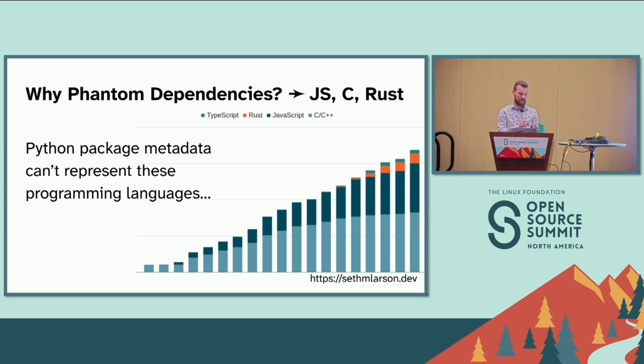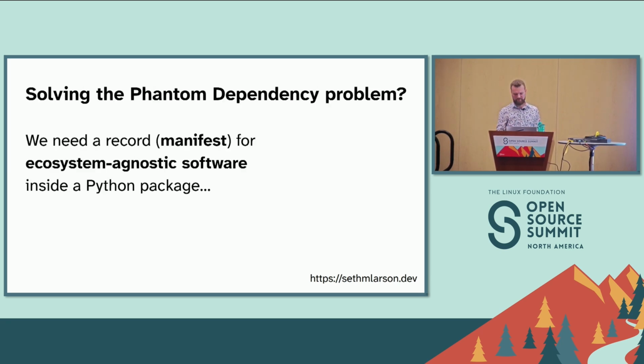So finally, phantom dependencies are particularly common in Python because Python is a glue language, right? There is so much non-Python code inside of Python packages. There's tons of C, C++, JavaScript, Rust inside of Python packages. And it's growing, right? So there's TypeScript, and Rust is a new contender there as well if you look on the far right side of the graph. And Python packaging metadata, the labels that we need for software to be able to understand our software, packaging metadata cannot represent any of that code at all, because it can only represent Python code, right?